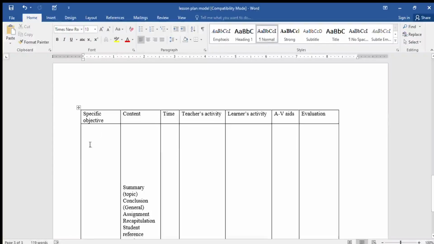Introduction, there is no objective. So time we can write for the introduction: how much time you need, 2 minutes, 1 minute, 3 minutes, like that. The teacher's activity: you introduce the topic. You can write here, introduce the topic.